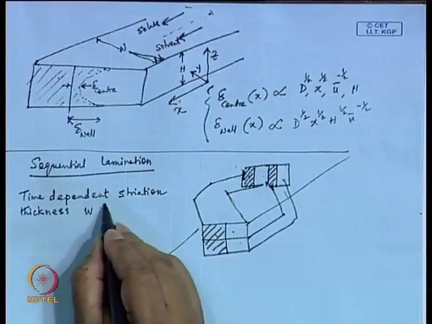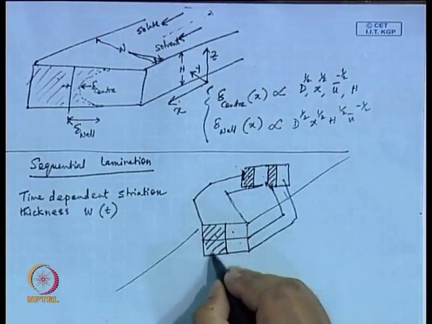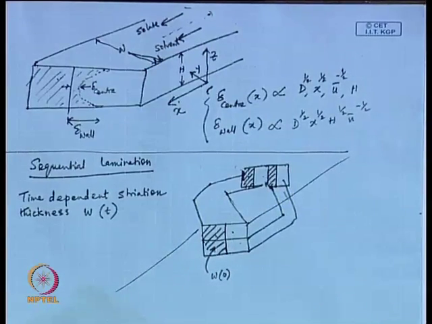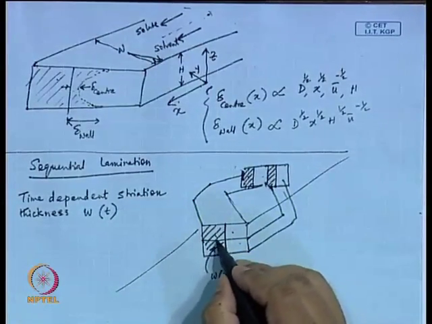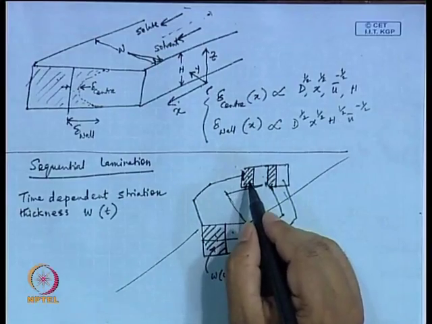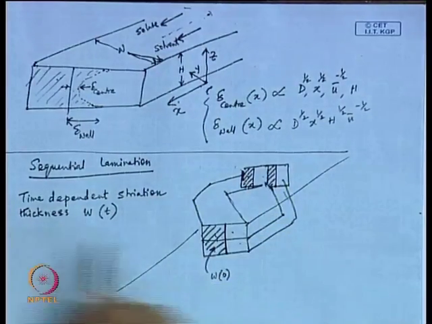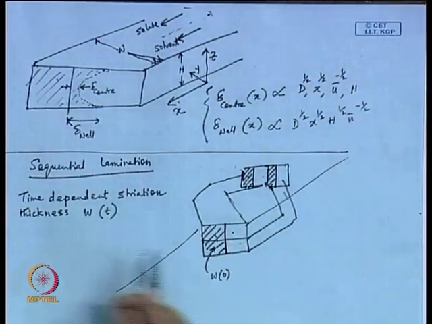We call this W t, and this is W 0. So, at t equal to 0 you have a striation thickness, we call this say W 0, and this thickness is going down, it is becoming smaller. We call this a time dependent striation thickness, W t.